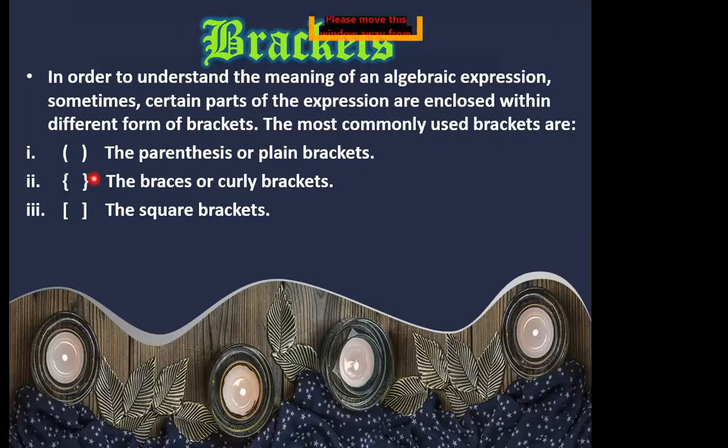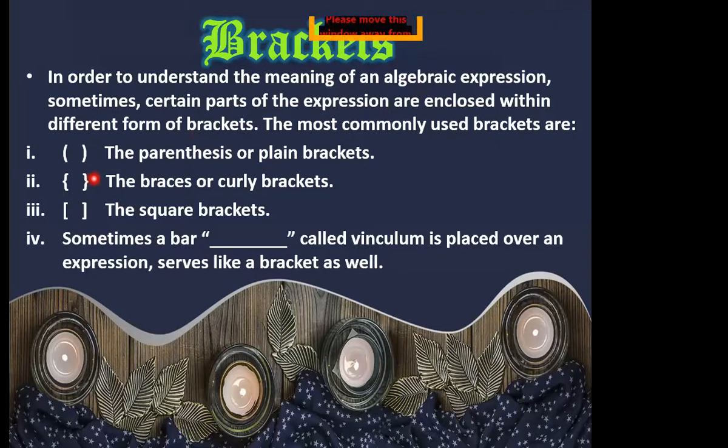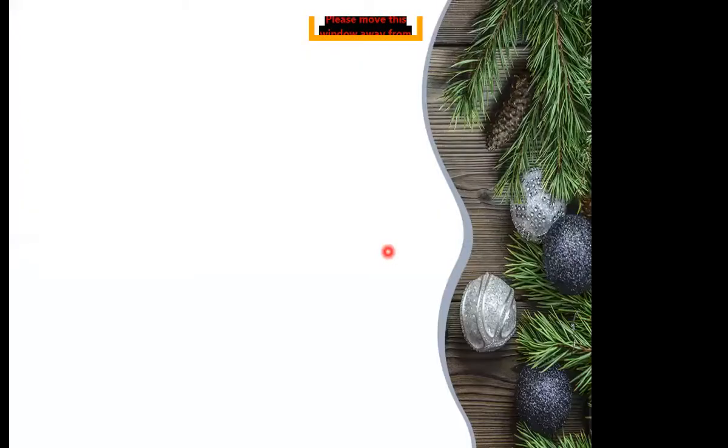Another type of bracket that is used in algebra is this one. Sometimes a bar, or you can say this type of bar, called a vinculum, is placed over an expression and serves like a bracket as well. You are familiar with round, curly and square brackets, but this is a new bracket, which is placed over the expression and also serves like a bracket. So there are four types of brackets that we are going to use today.